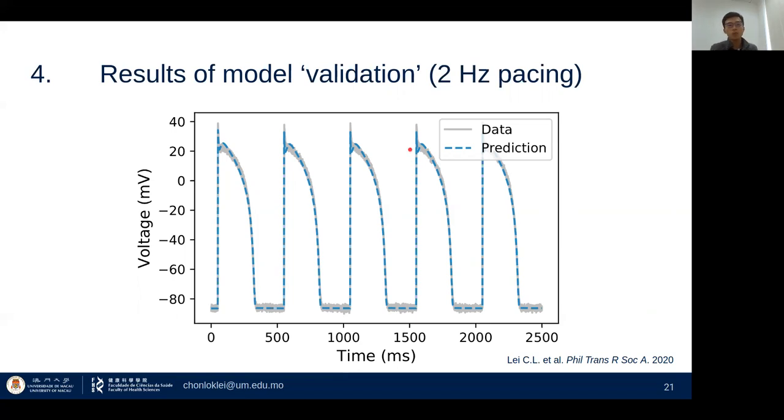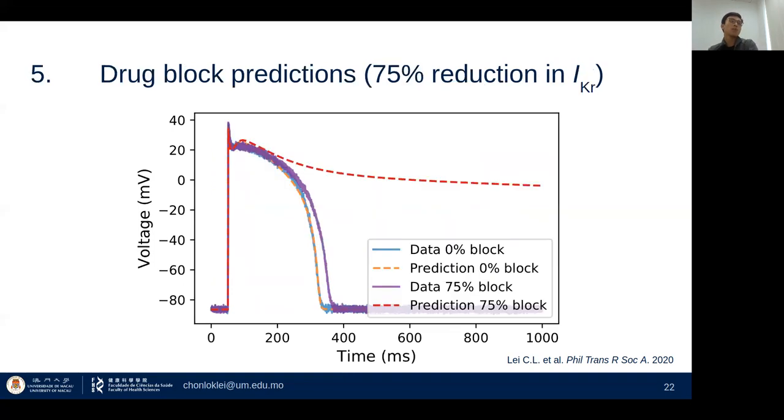At this stage, one might say, okay, we have a great model, and let's do model predictions with the context of use, say, predicting the 75% reductions in IKr, and we'll see what it does. And let's compare what it does between model T and model F.